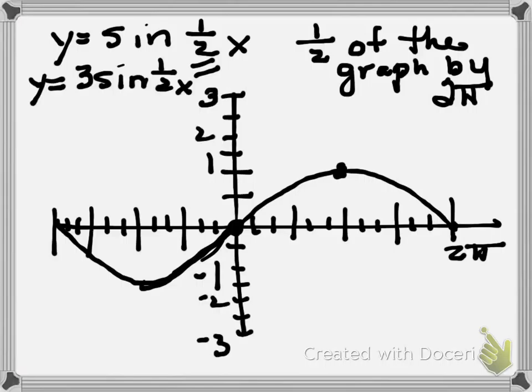So now if I wanted to graph y equals 3 sine 1/2 x, now it's still going to be half of the sine graph, but now it has an amplitude of 3 instead of an amplitude of 1.